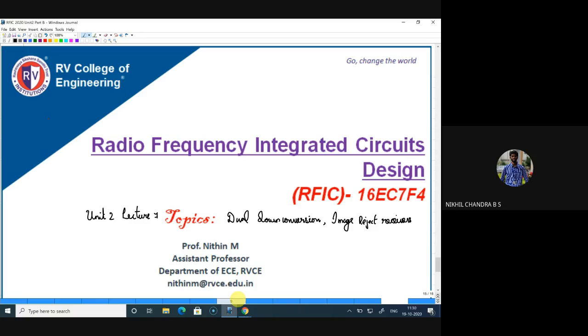Welcome to Radio Frequency IC Design class, and this is your lecture 7 in Unit 2. In today's class, we will continue our discussion on RF systems. Today, we will look at something called a dual down conversion receiver, and we'll also get introduced to something called image reject receivers.